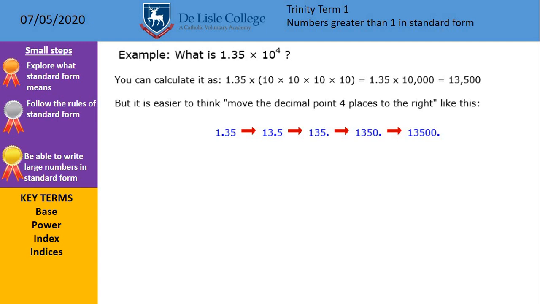But it may be easier to think, looking at that power, the number 4 in the top right there, 10 to the power of 4, is about moving the decimal point 4 places to the right. So you take your 1.35, and each arrow there, I've simply moved the decimal point 1 to the right. And each time you move it to the right and there's no more numbers, you add in that 0. So it goes 135 point. Then we've moved it one more, so we bring in a 0, 1,350 point.